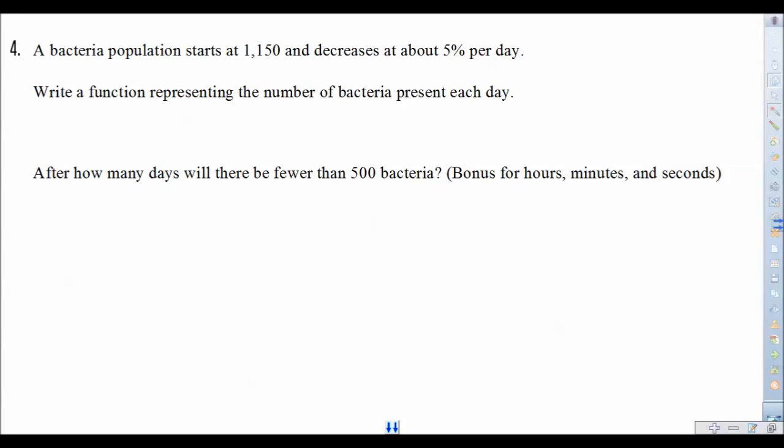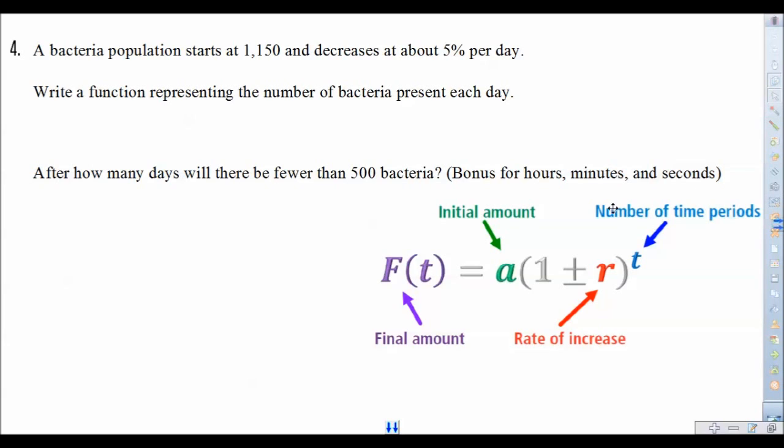Okay, number 4, another objective. I want you guys to be able to use story problems or real-world situations where exponential functions are used and be able to make predictions and be able to model it with a function. So suppose a bacteria population starts at 1150, and decreases at 5% a day. Write the function.